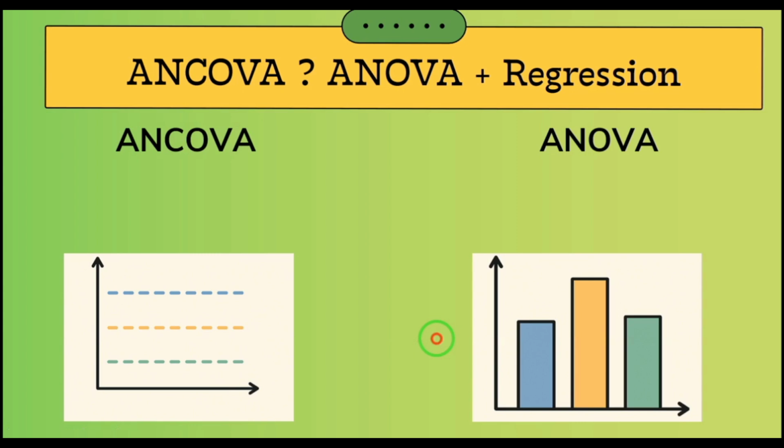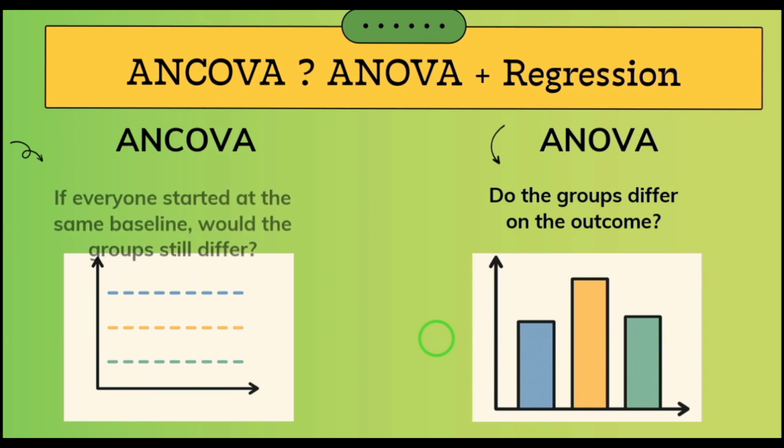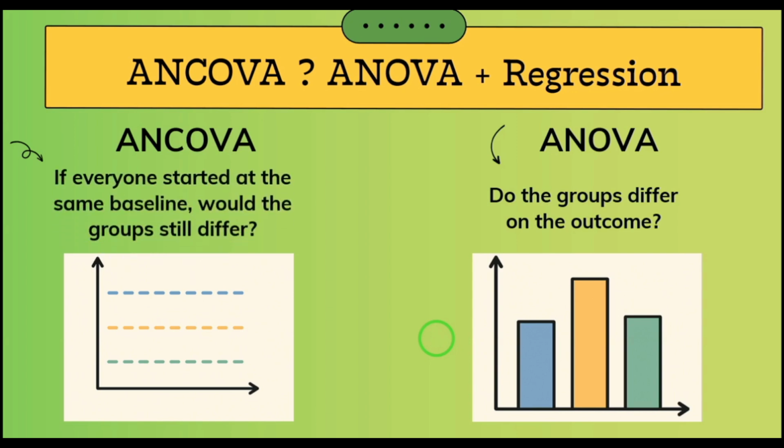With a regular ANOVA, the question is simple: do the groups differ on the outcome? ANCOVA reframes the question entirely. For ANCOVA, you're asking, if everyone started at the same baseline, would the groups still differ or not? That might sound subtle, but it's a huge shift.